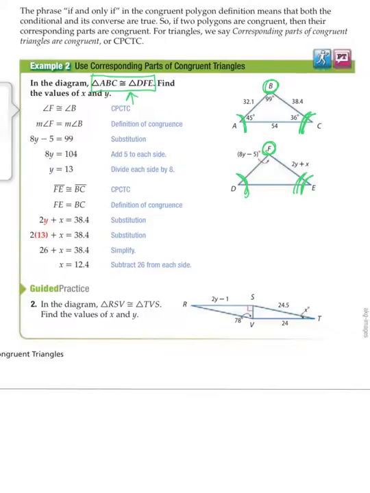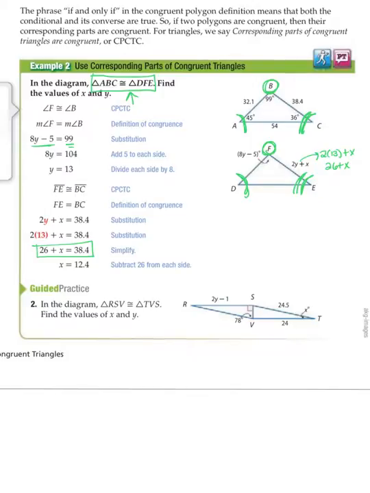Now I can do the legwork that they've asked me to do. I can set F, which is 8y minus 5, equal to 99, because I know that B and F are the same. And solving, I can find out what y is. If I successfully solve for y, then I'm going to plug that value in down here for y. And I see that I can now solve for x by setting my FE side equal to my BC side.